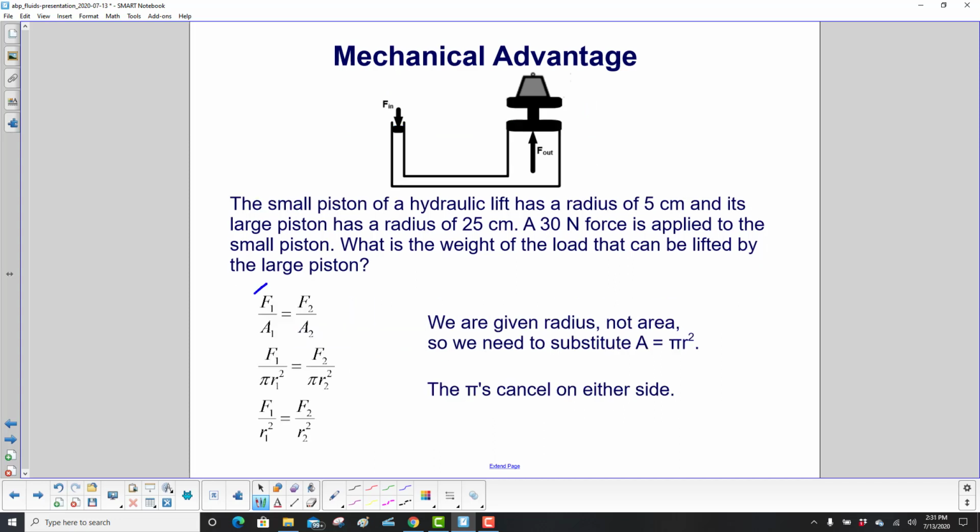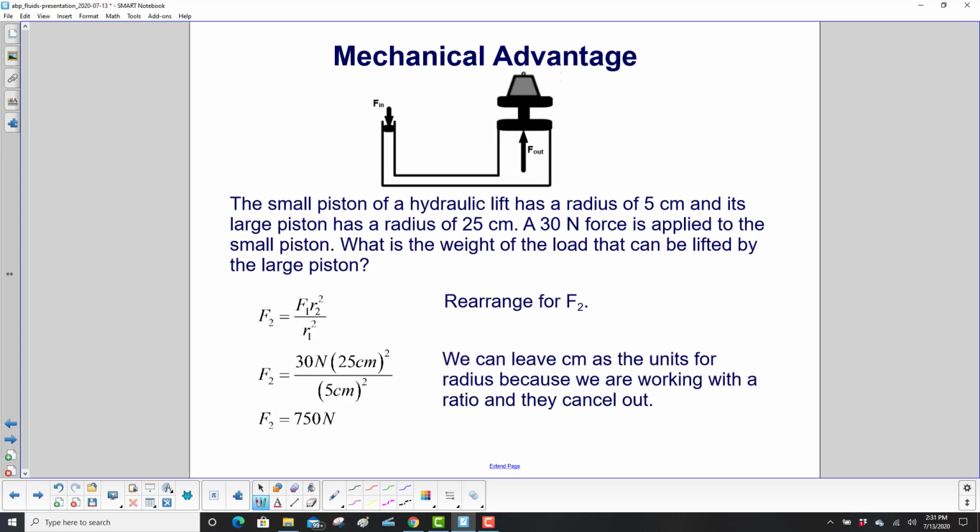We take our equation from the previous slide and substitute in our values for the area. Well, what did we say? It's circular? Yep, we said radius, so you assume that's a circle. So the area of 1 is pi r1 squared, area of 2, pi r2 squared. The pi's cancel out, and we're left with this expression here. We rearrange for F2 by multiplying both sides by r2 squared.